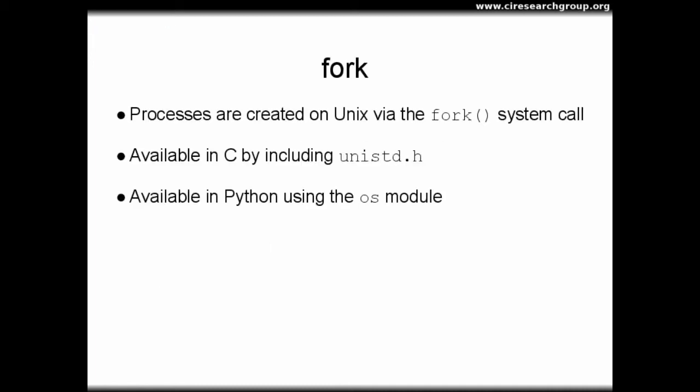Processes are created on Unix-like systems, such as Linux, by using the fork system call. This call is available as a C function by including the unistd.h header file. In Python, access to fork is provided by importing the OS module.